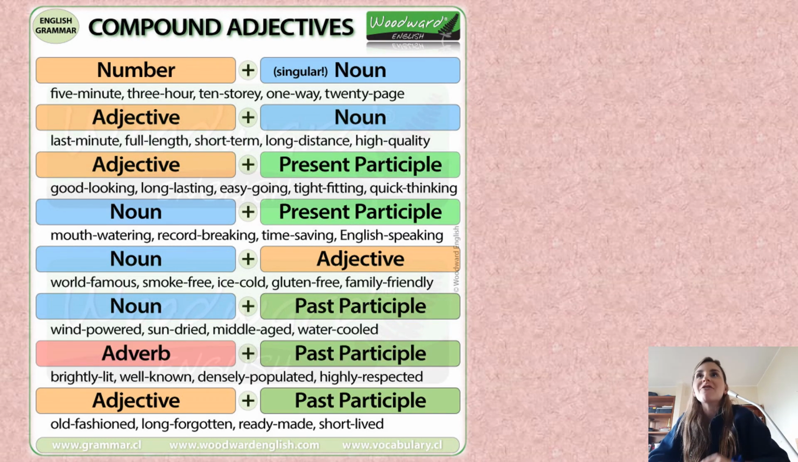We also have compound adjectives. So I'm going to leave right here this list so you can read them and identify them. For example, 5 minute, there 5 minute would be an adjective, both words. So well, I'm going to leave this chart over here so you can read it.